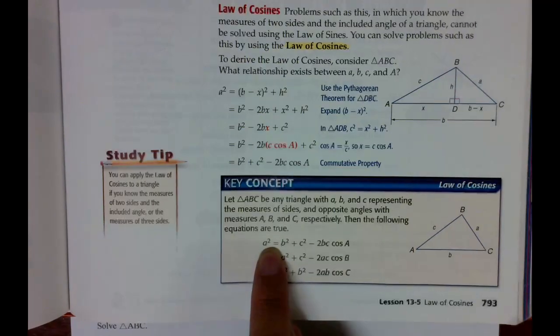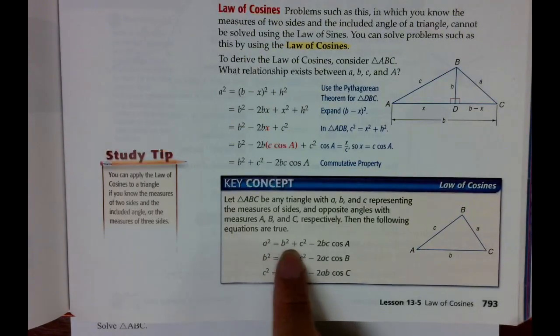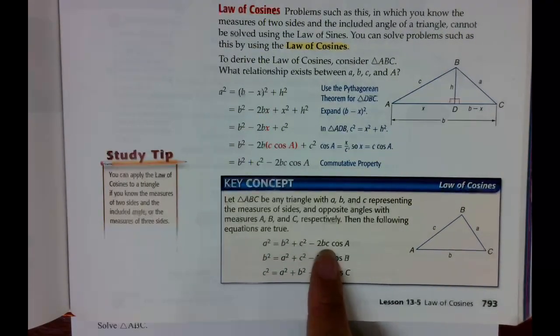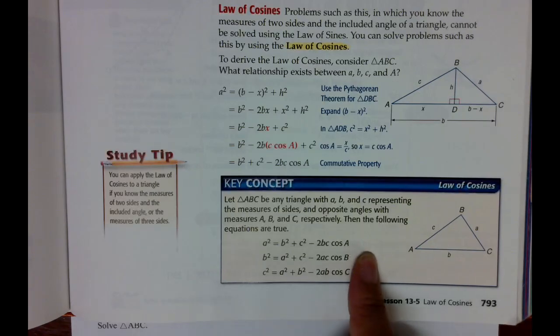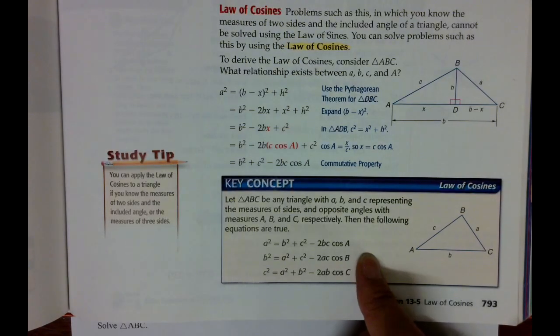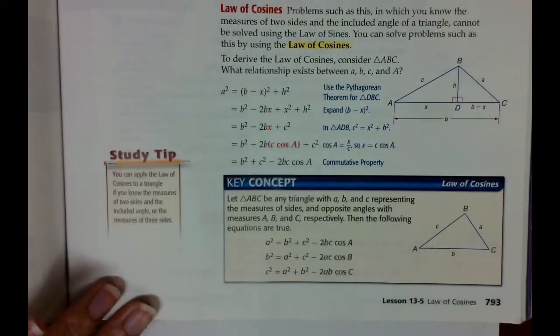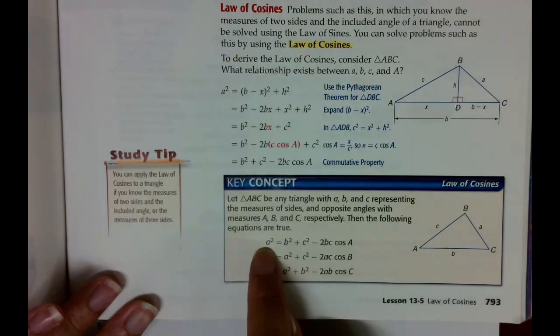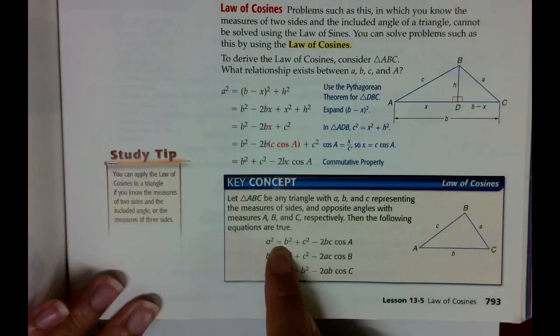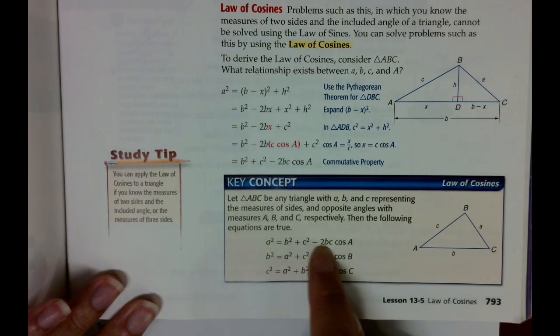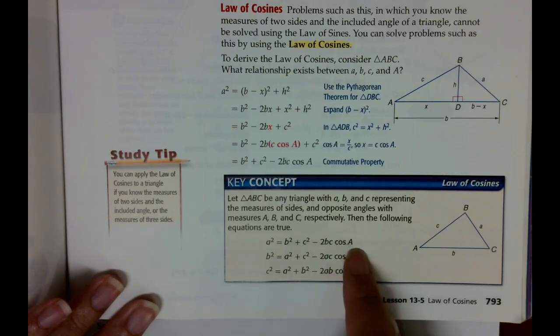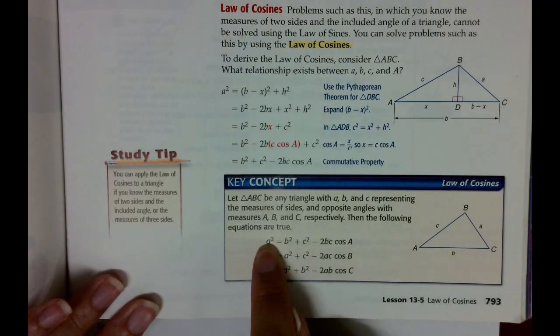And what it is: a squared equals b squared plus c squared minus 2bc cosine A. So these are all saying the same thing. It's just focusing on a different side. But basically, the side squared equals your other two sides squared added together, minus 2 times those two sides again, times cosine of the angle across from this side.